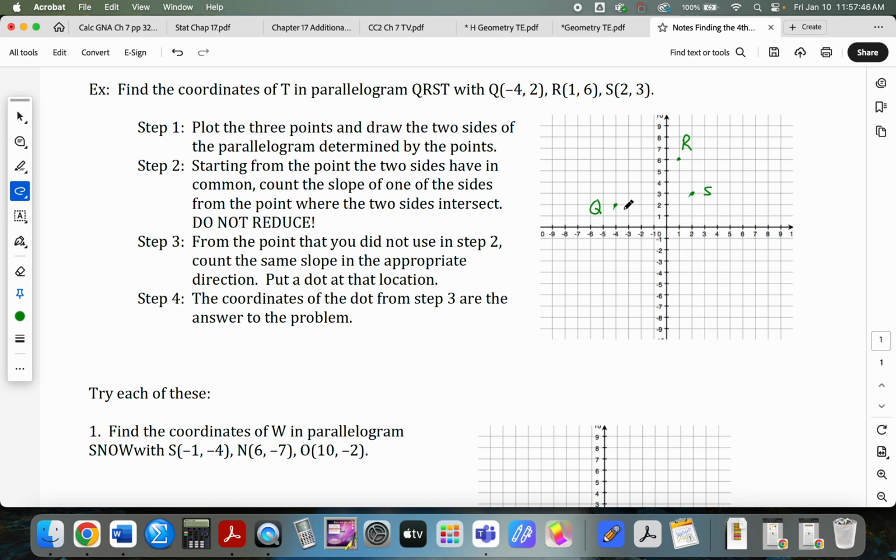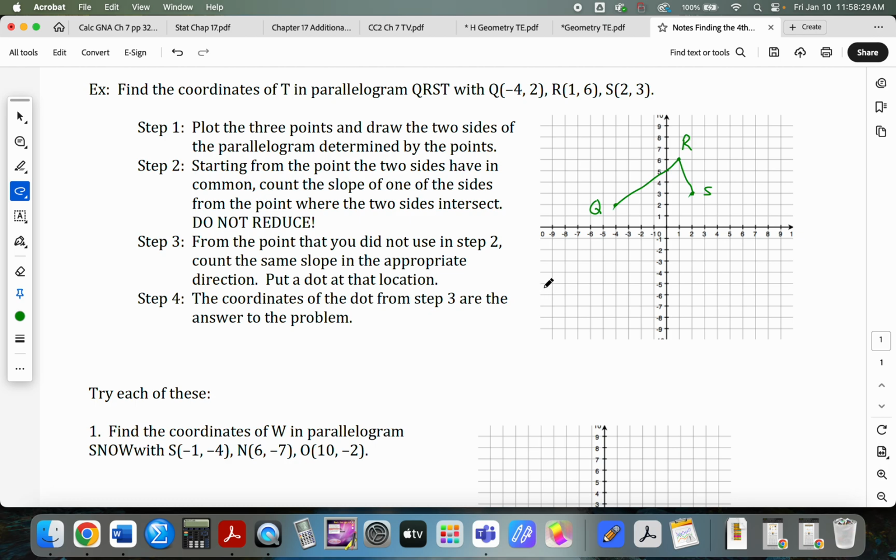Now you have to be really careful. A lot of times people will draw from Q to S as one of the sides. I know that that's wrong because Q and S are not consecutive letters here. I don't want to connect Q to S. I want to connect Q to R, and I want to connect R to S because those are consecutive letters. If you don't do that part right, you may get a parallelogram that's the wrong parallelogram. There's only one correct answer for this.